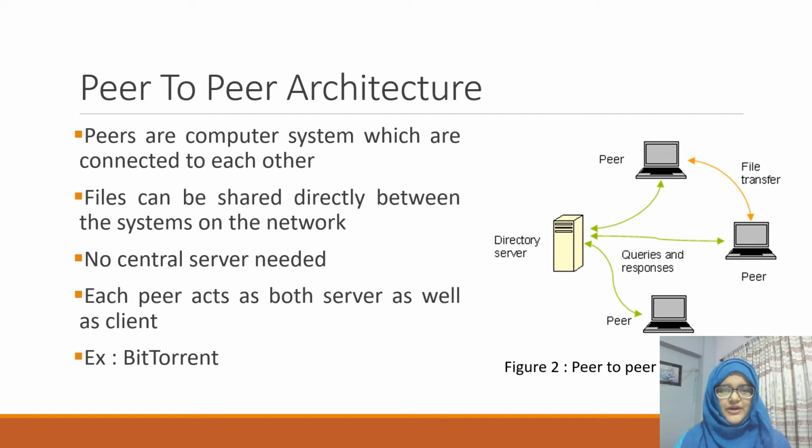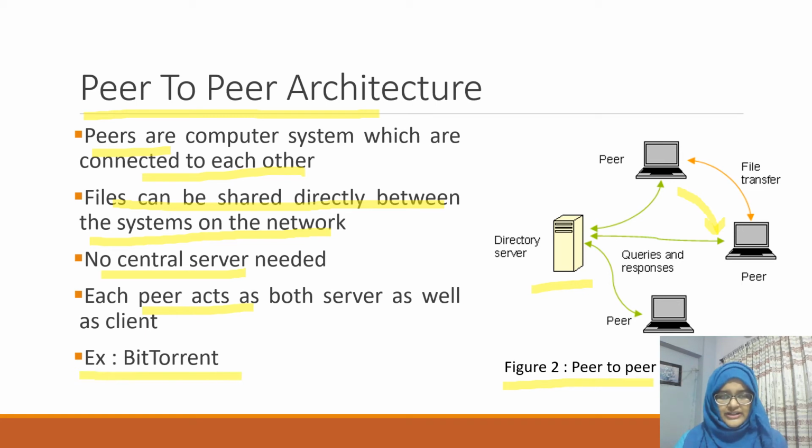Now I will discuss the peer-to-peer architecture. As we can see in figure 2, here are several peers and a directory server. We can see from the figure that peers are directly connected. So, peers are computer systems which are connected to each other. Files can be shared directly between systems on the network. There is no need of a central server in peer-to-peer architecture. Here each peer acts both as a server as well as a client. An example of this architecture is BitTorrent.